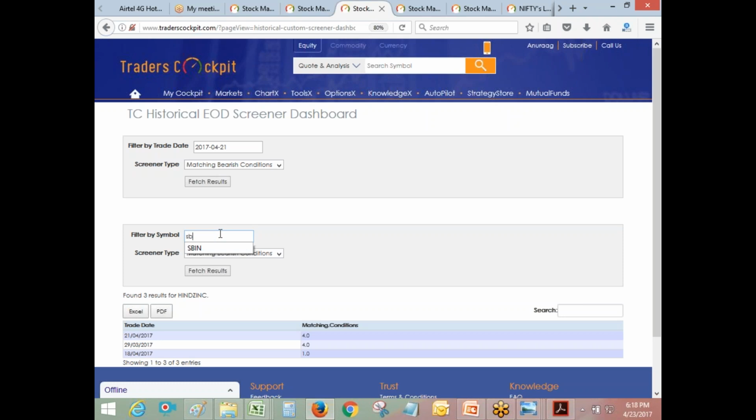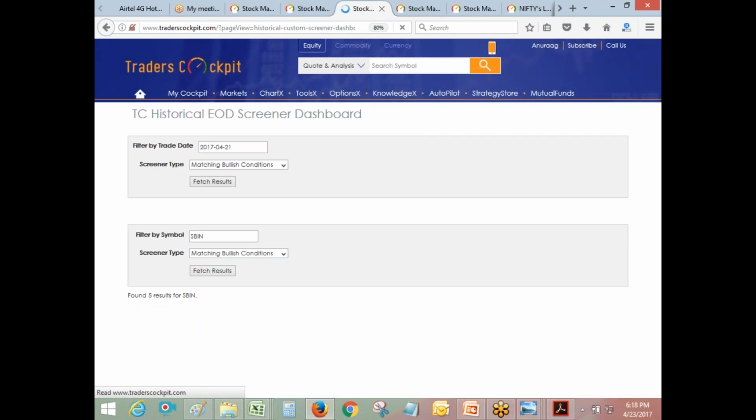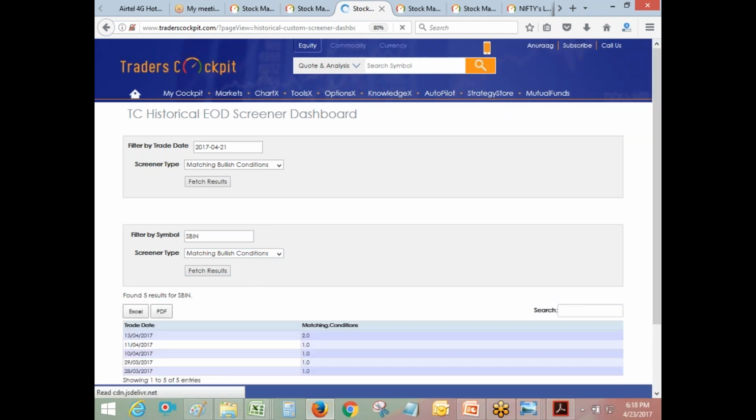So say SBI, and you are looking for a bullish condition. What do you want to check? Bullish condition. Okay, so it will tell you when the bullish condition came. It will fetch the result, and the last one: there were 5 times it had generated. The first time it had generated was 20th March.